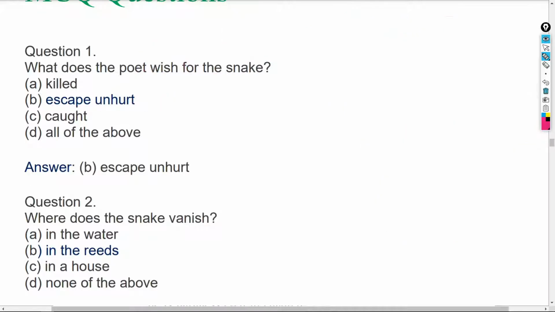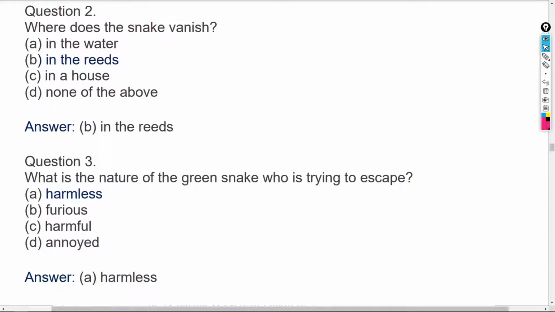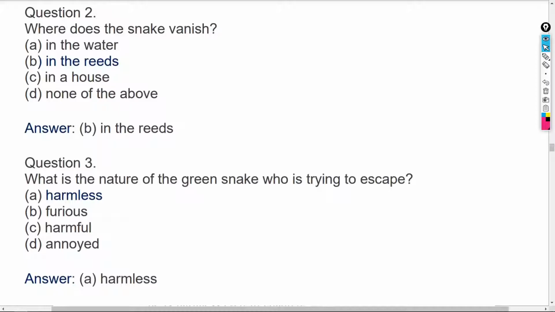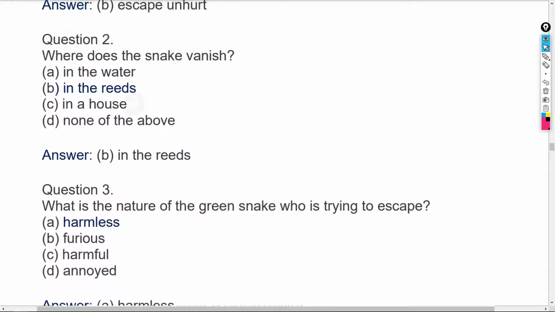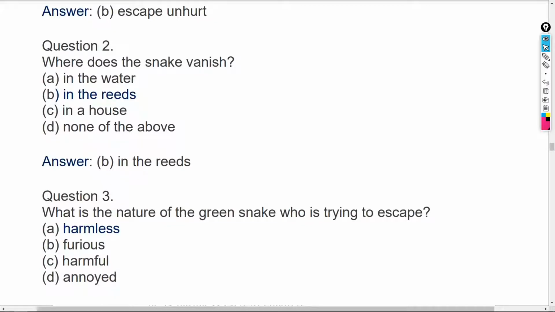तो अभी देखते हैं question number 2. Where does the snake vanish? बहुत सिंपल है. In the reed. आपको ये आंसर मालूम है तो ऑप्शन इतना देखने का जरूरत नहीं है. You know it very well. Therefore, the option in the reed, option B is correct.